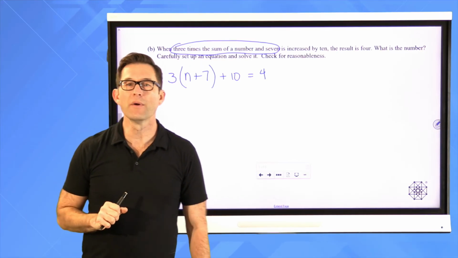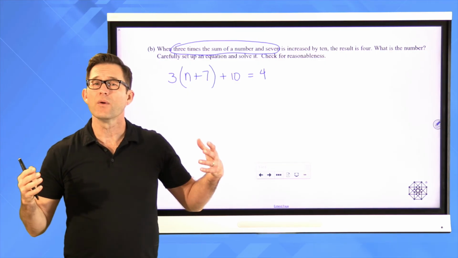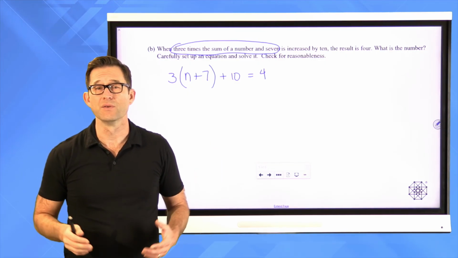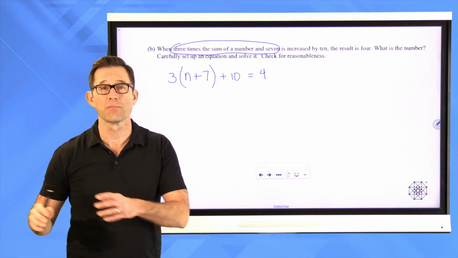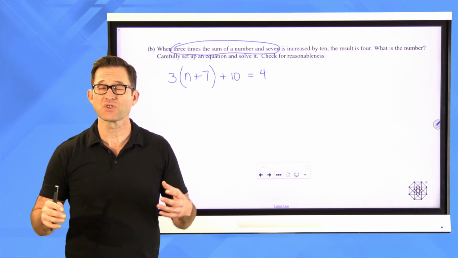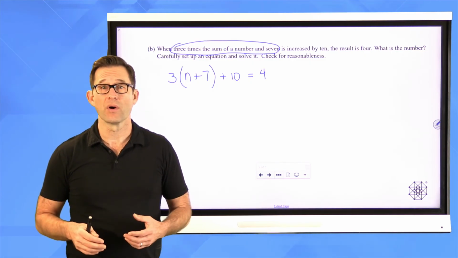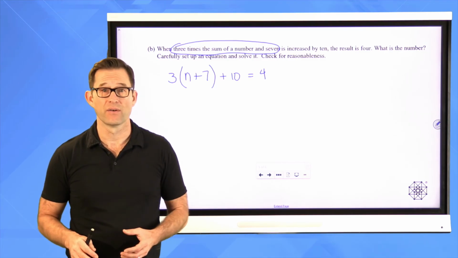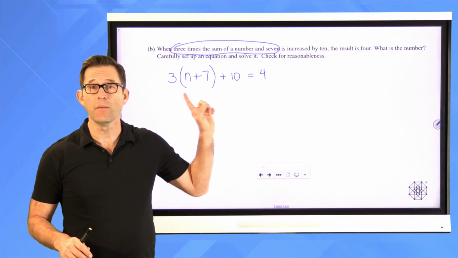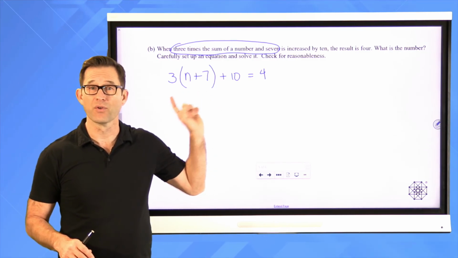Let's talk about this for a moment, and then we'll go ahead and solve it. One of the real issues here is that a lot of students will simply have 3n plus 7, which is actually 3 times a number increased by 7. This is the sum of a number and 7 that's then been multiplied by 3.